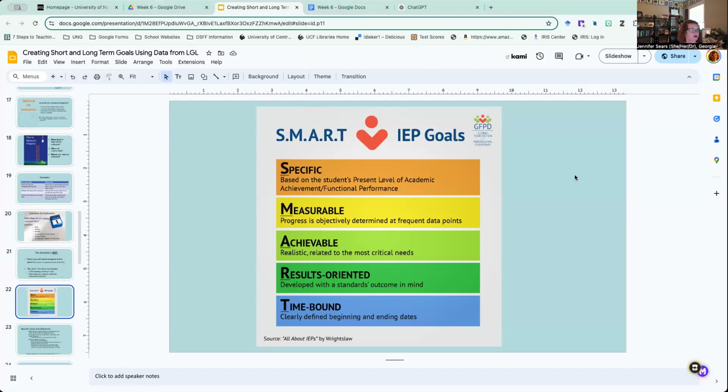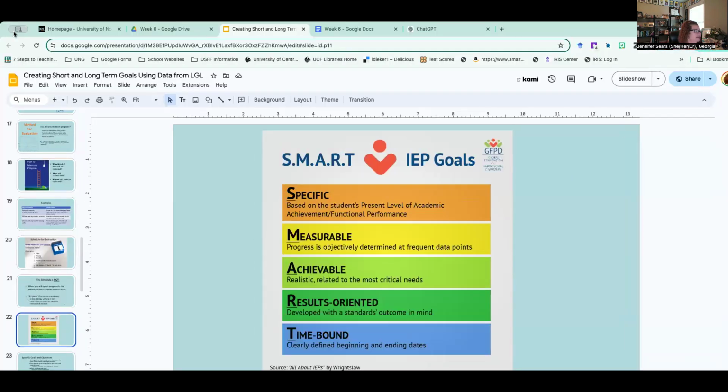Okay. So we know that in order to have SMART goals, our SMART goals have to be specific, measurable, achievable, results oriented, and time bound. So we have to have all of those parts: specific, measurable, achievable, results oriented, and time bound. So let's go and look at our friend Ellie.